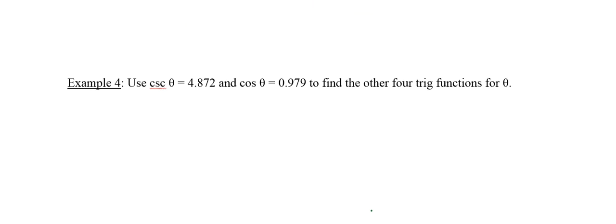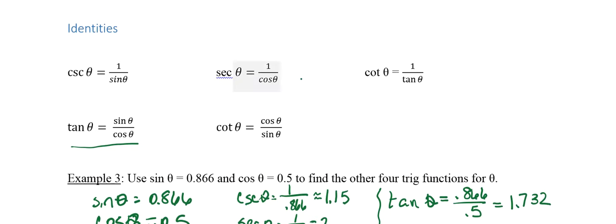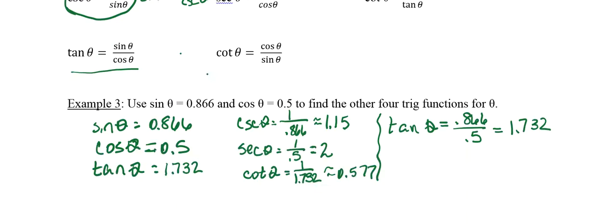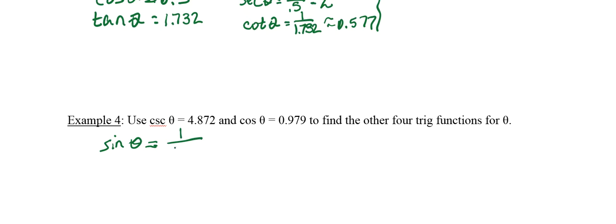Let's try that again. This time we're given cosecant and cosine. First thing I see is I have sine. What do I know about sine? Sine and cosecant are reciprocals. Now, they gave me cosecant, but it is the reciprocal, so I can actually do this another way. I could say that sine is 1 over cosecant. So I could go 1 over cosecant, which is 4.872. 1 divided by 4.872 is approximately 0.205, so I know sine.